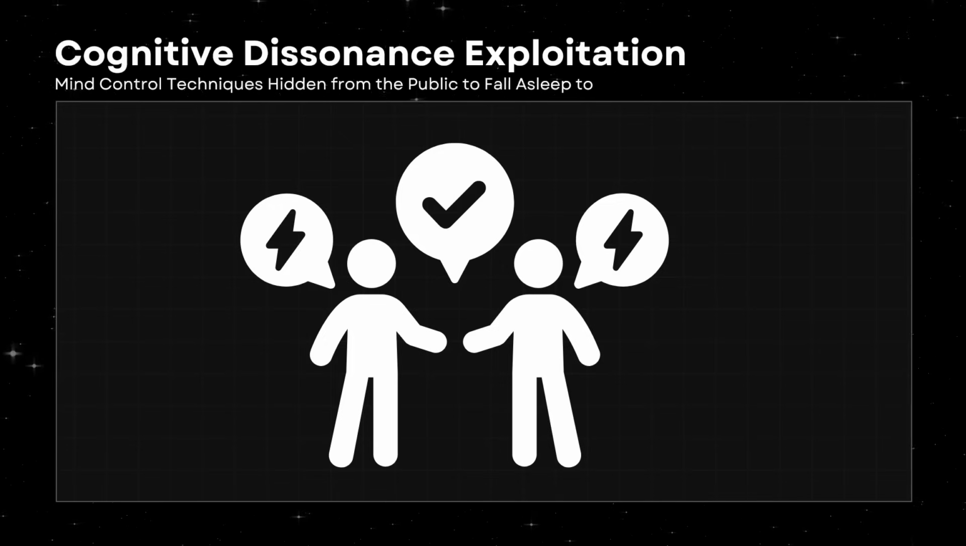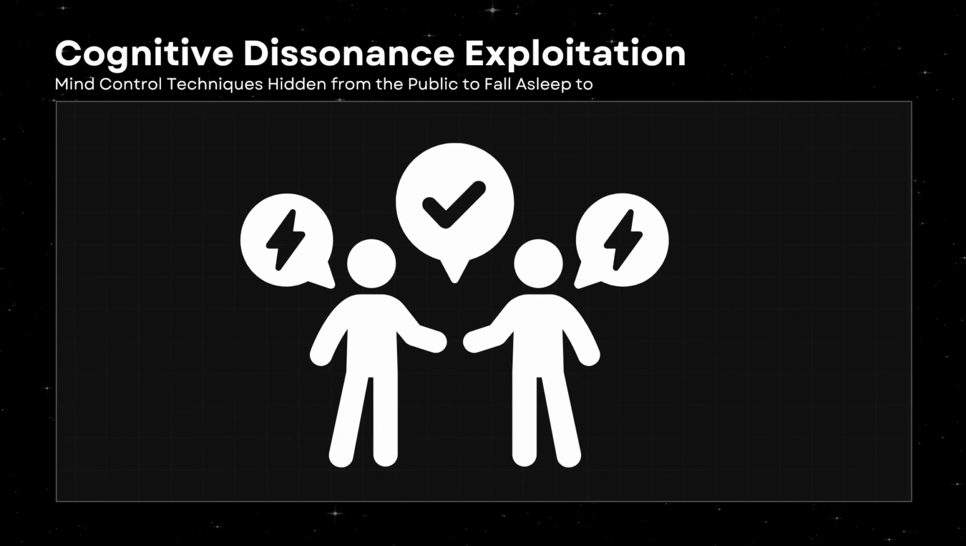Education systems can use similar pressure. A student might be taught that critical thinking is important, but only if it leads to approved conclusions. If they question core ideas, they face penalties. Over time, they learn to stop asking and start agreeing. Their beliefs may shift, not because they discovered truth, but because they needed relief from mental strain.